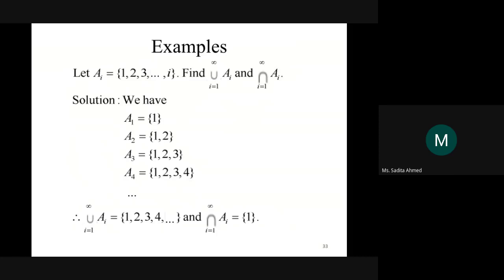Okay. Now, for the union, what about 100? For 100, 1, 2, 3, 4, 5, 6 until 100. The first 100 positive integers will be there. But there is no limit, you see here, because it's infinite. So it keeps going on.